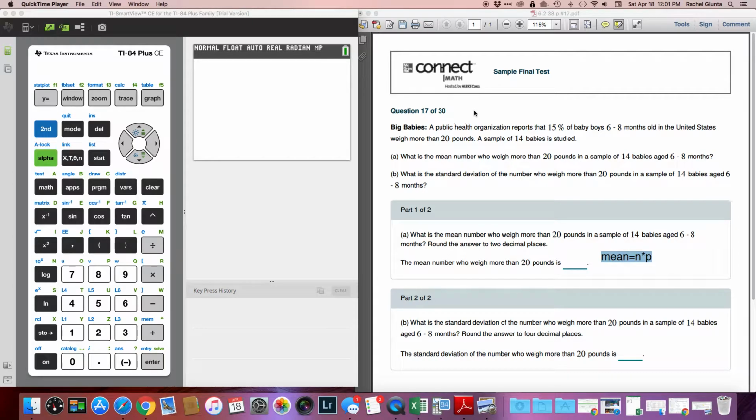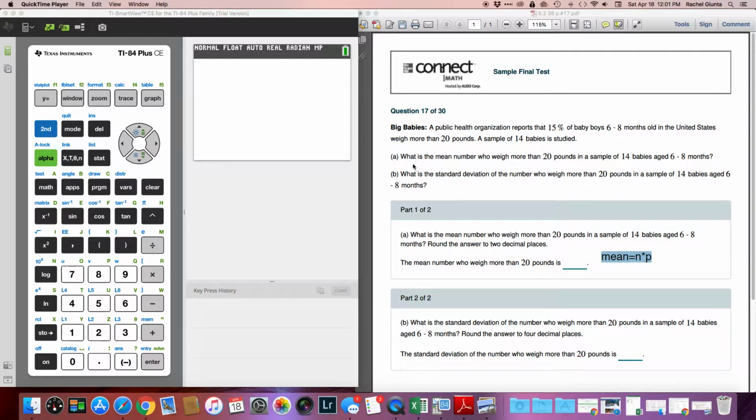Here's question 17 from the sample final. It's also from section 6.2. A Public Health Organization reports that 15% of baby boys 6 to 8 months in the United States weigh more than 20 pounds. A sample of 14 babies is studied.